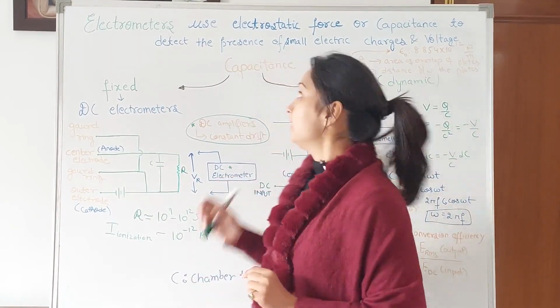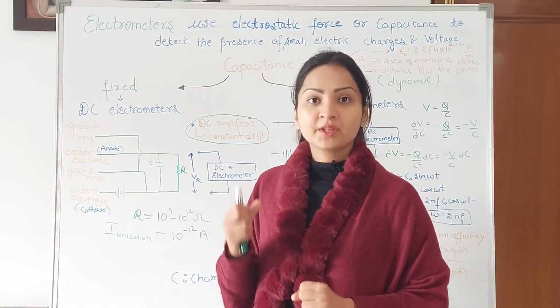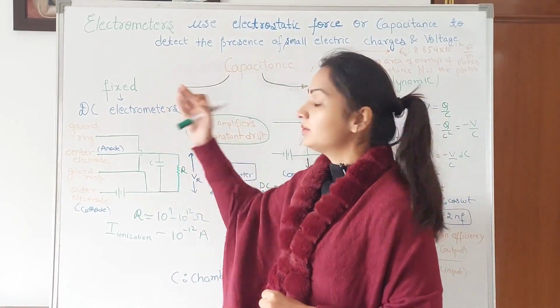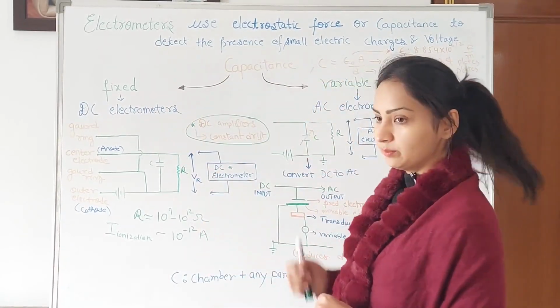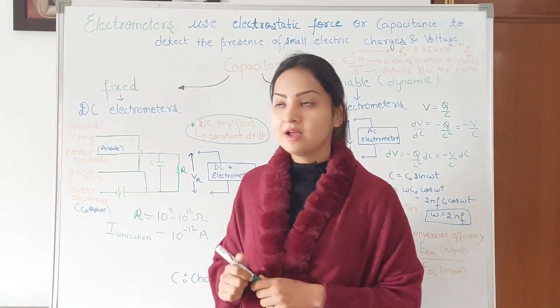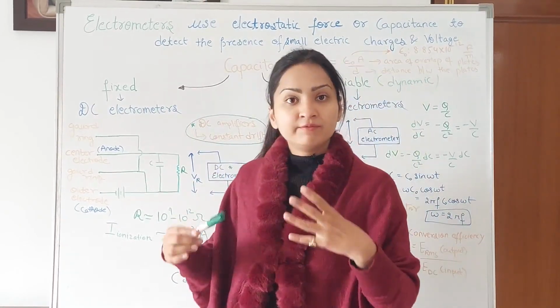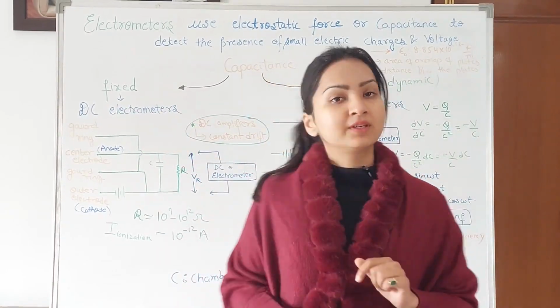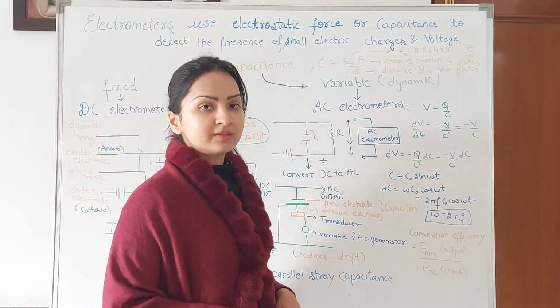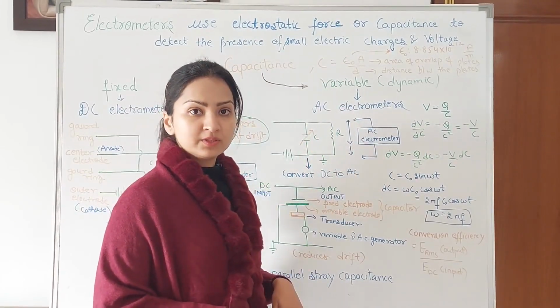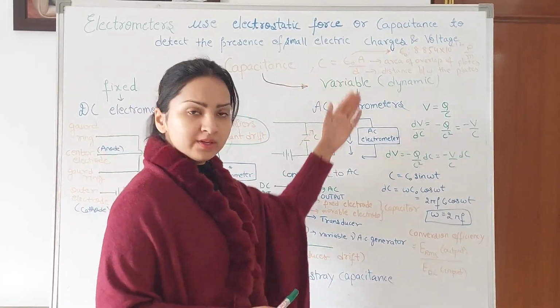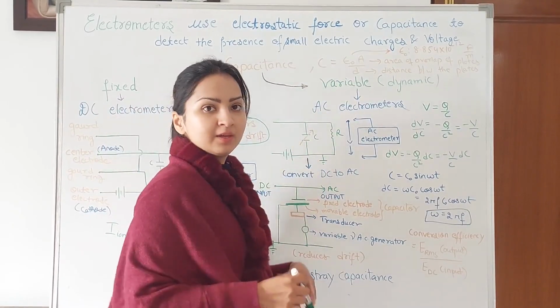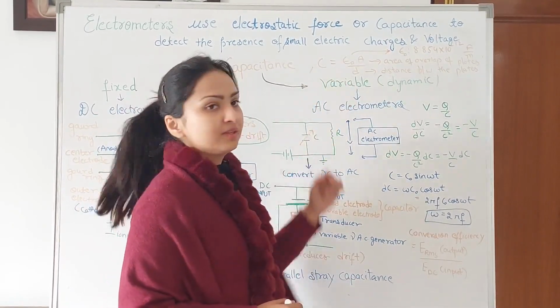Now coming to the capacitance, you know capacitance can either be fixed or variable or dynamic. For the case of fixed capacitance, we have DC electrometers, and for the case of variable capacitance, we have AC electrometers.